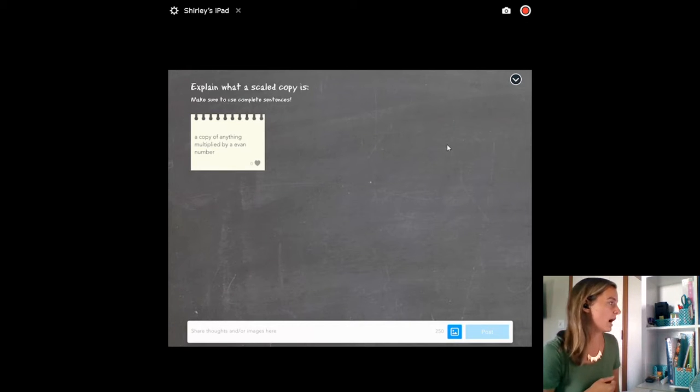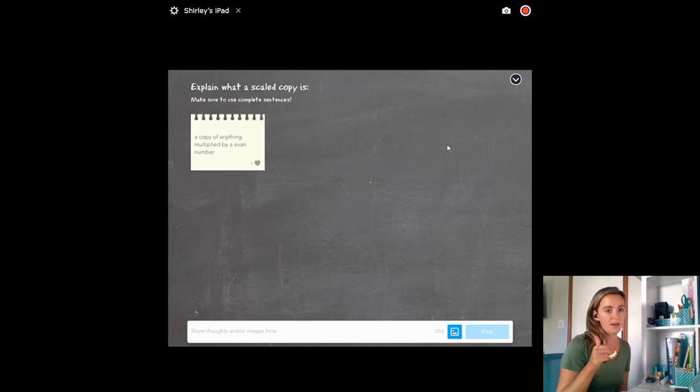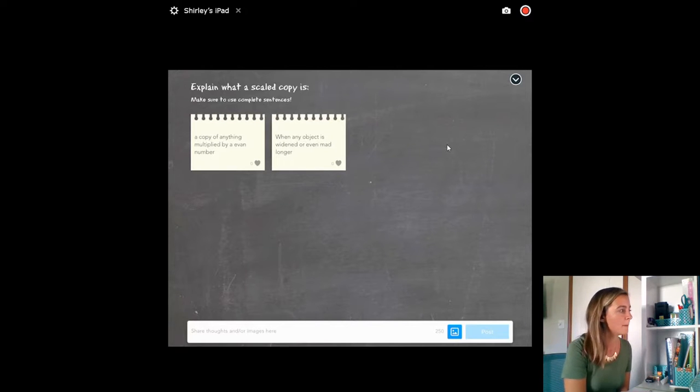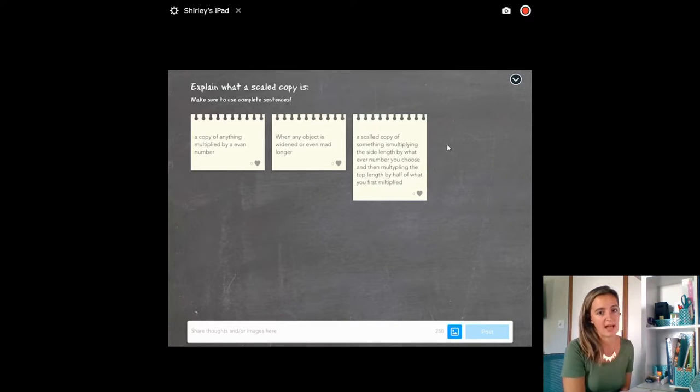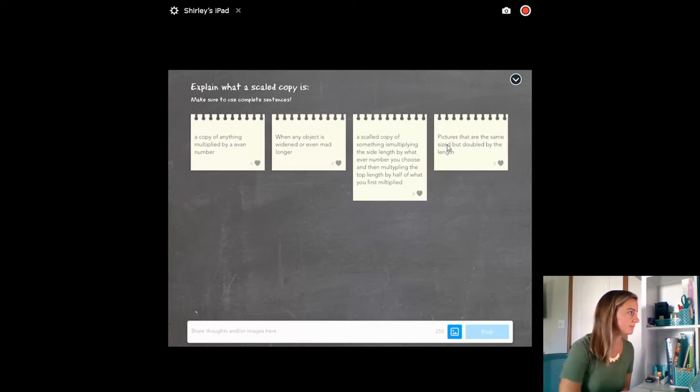I like that answer. A copy of anything multiplied by an even number. I'm going to clarify something here because I believe you mean that all of the side lengths have to be multiplied by the same number. I don't want that to be misinterpreted as that you have to pick an even number to multiply by, but I'm assuming that you meant that it has to be even around the whole thing.